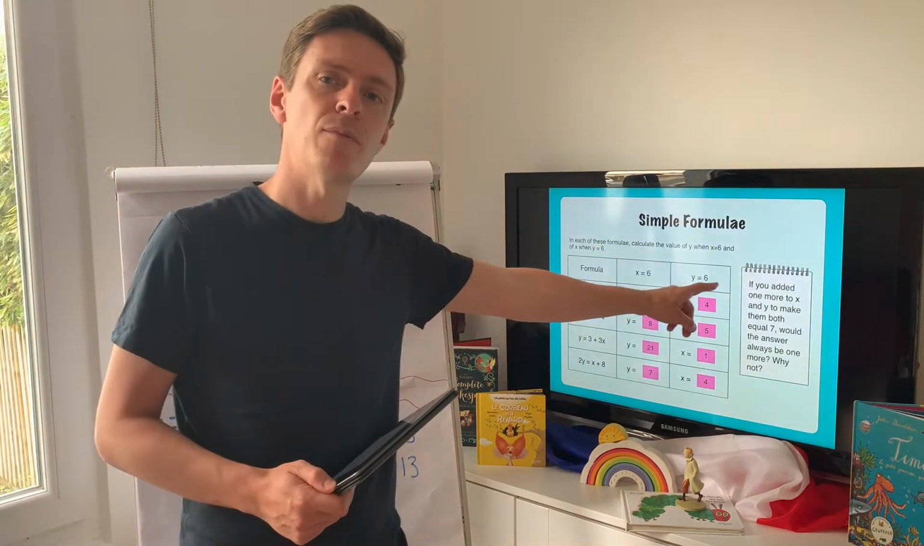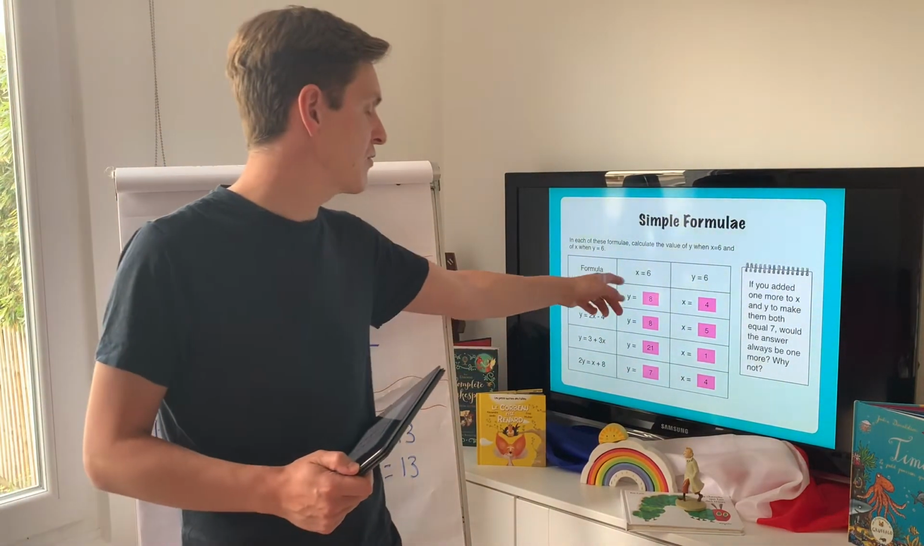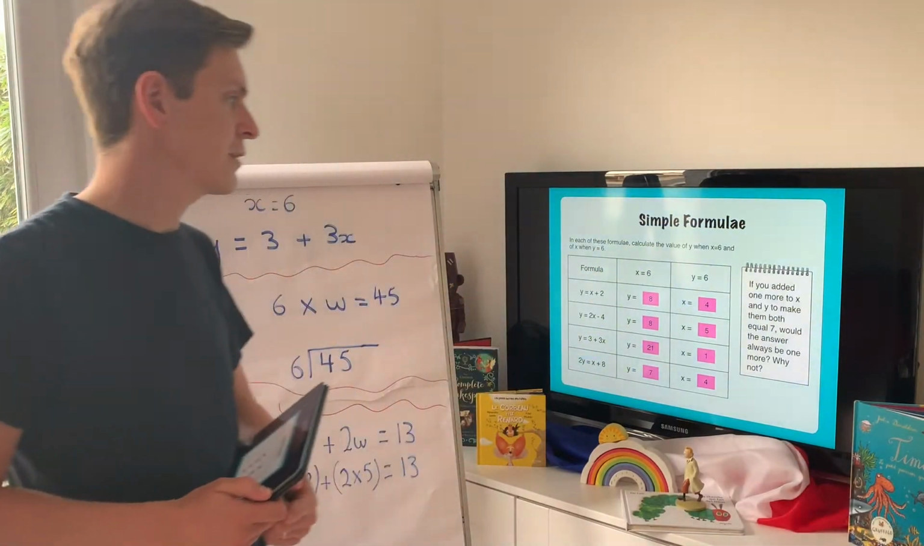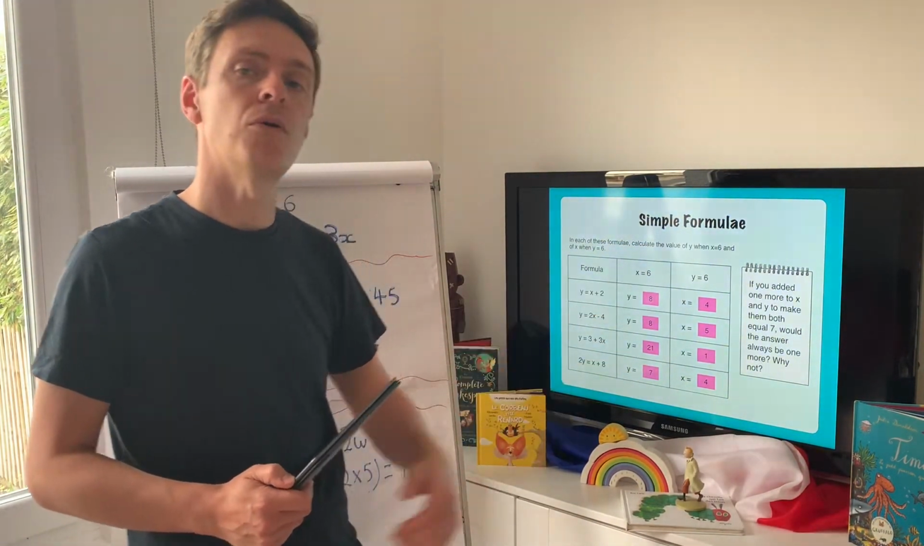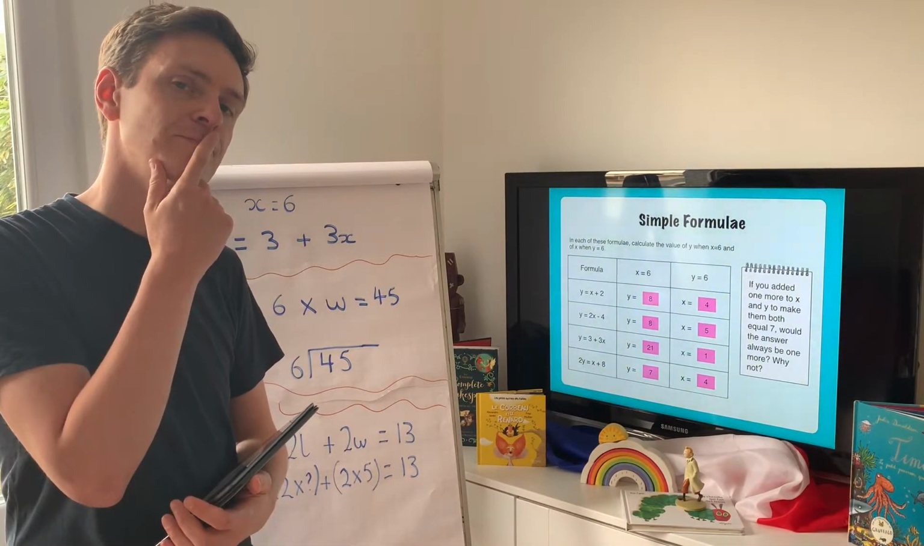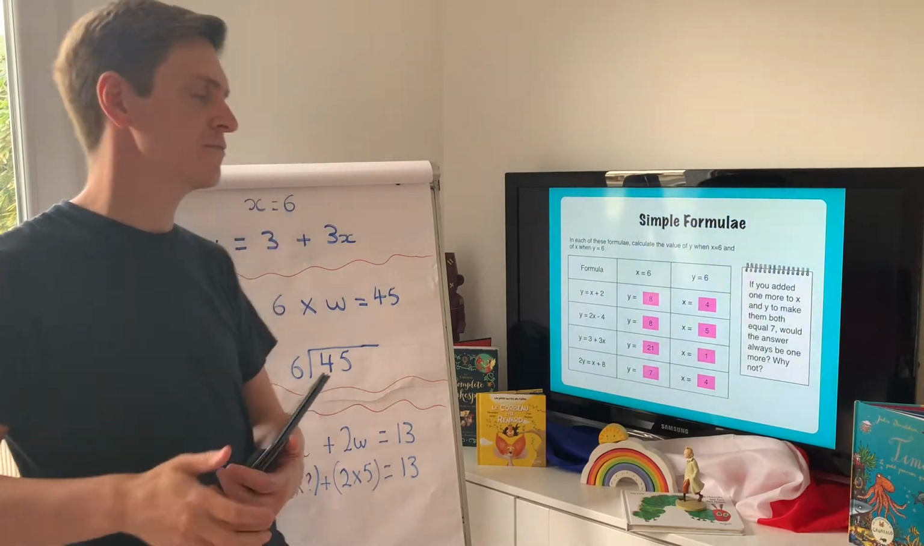Just a quick one to think about. If you added one more to x and y to make them both equal to 7, so for example, if this was 7 and 7, would the answers in here always just be one more? Have a think about that and tell me why not. Maybe write it down in your books.